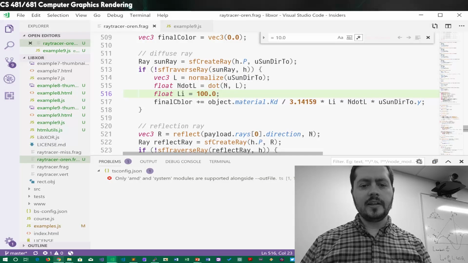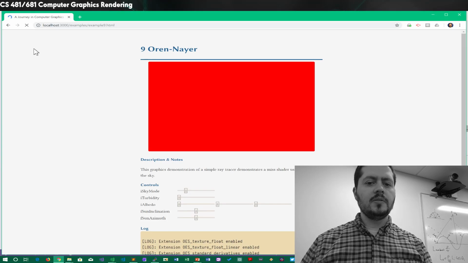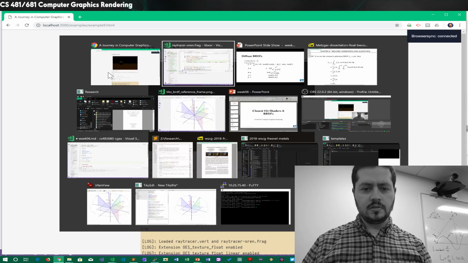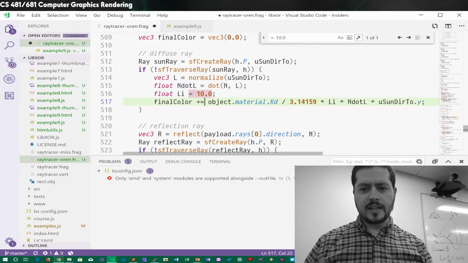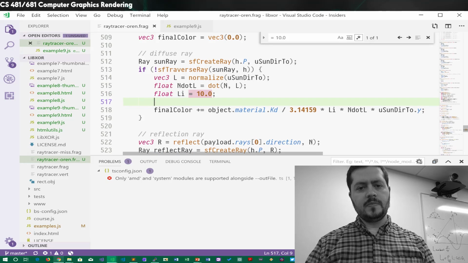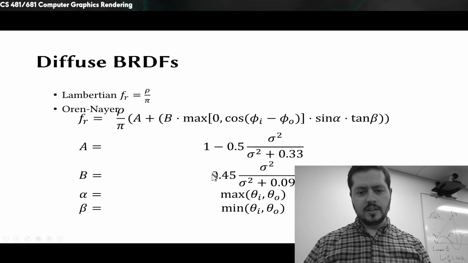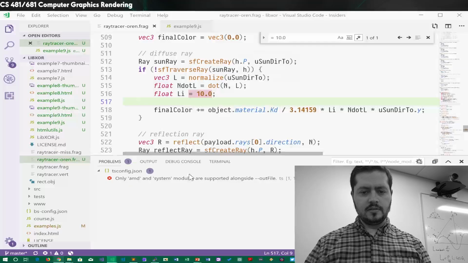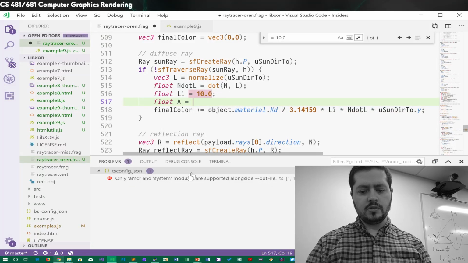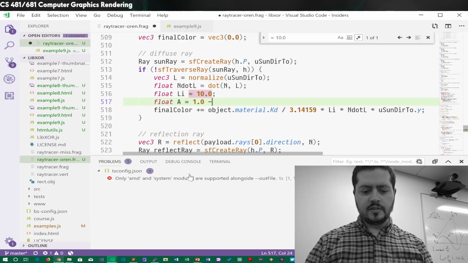But let's go down here, because a lot of surfaces, like the lights inside of this room, for example, are not that bright. So we're going to go back to 10, but now we're going to go ahead and implement this Oren-Nayar function. Okay, so there's a few things we need to calculate. So we have A and B. So A equals 1.0 minus 0.45.